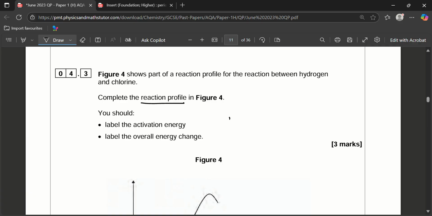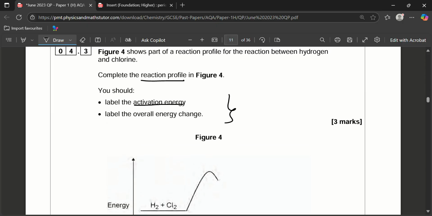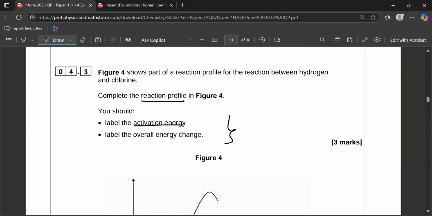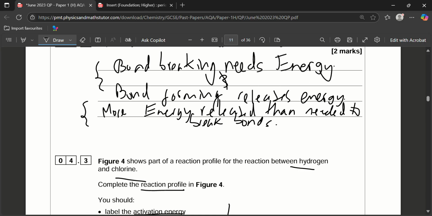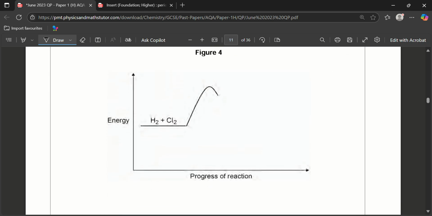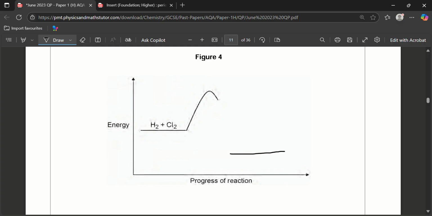4.3, we have a graph, a reaction profile. You should label the activation energy and label the overall energy change. The activation energy is the minimum amount of energy needed for a reaction to occur. It's just a standard definition that you need to know. So for a reaction between hydrogen and chlorine, we established that it would be exothermic, as we see up here. So the products are going to end up somewhere around here, and it's going to be 2HCl. Probably don't need to write that, but we will anyways.